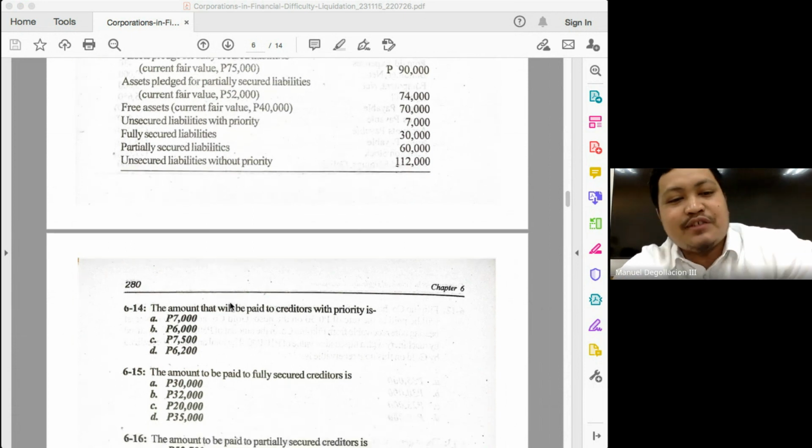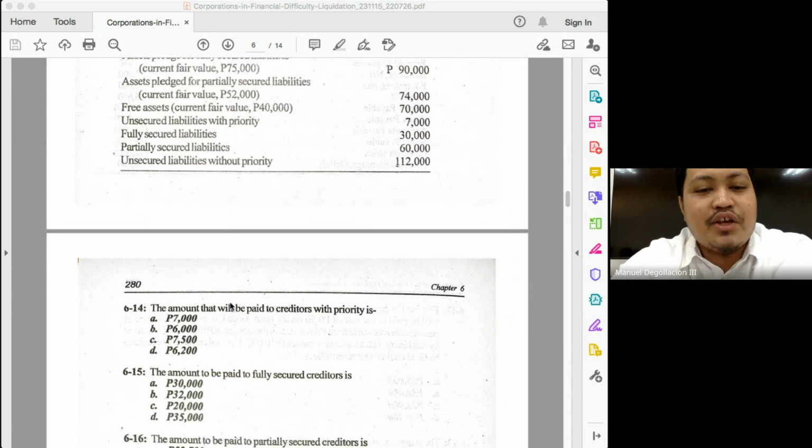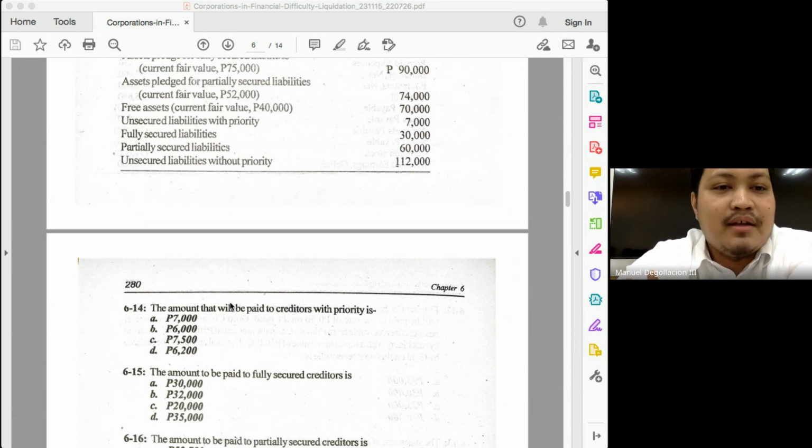6-15, what is the question in 6-15? The amount to be paid to fully secured creditors. And what do we know for fully secured creditors? They will get 100% of their claim. And we don't even have to be the one to classify the liabilities as being secured or unsecured, fully secured or partially secured. The problem has already told us how much is our fully secured liabilities. And how much is it, class? Fully secured liabilities. So if you will be asked how much they will receive, the answer would simply be 30,000. And that is again letter A.